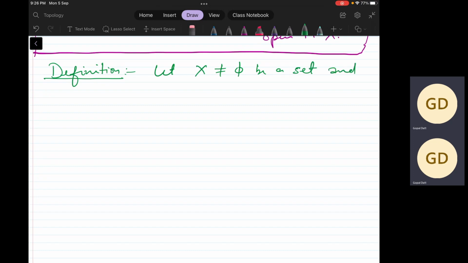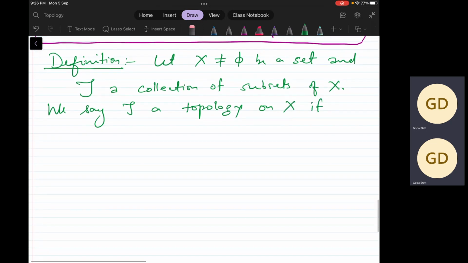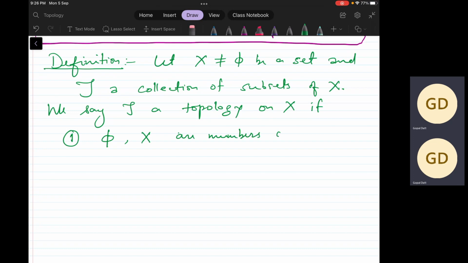And let us take tau a collection of subsets of X. We say tau is a topology on X if the following holds. Number one, empty set and X both are members of tau. Means empty set and X belongs to tau. So this is in this collection.